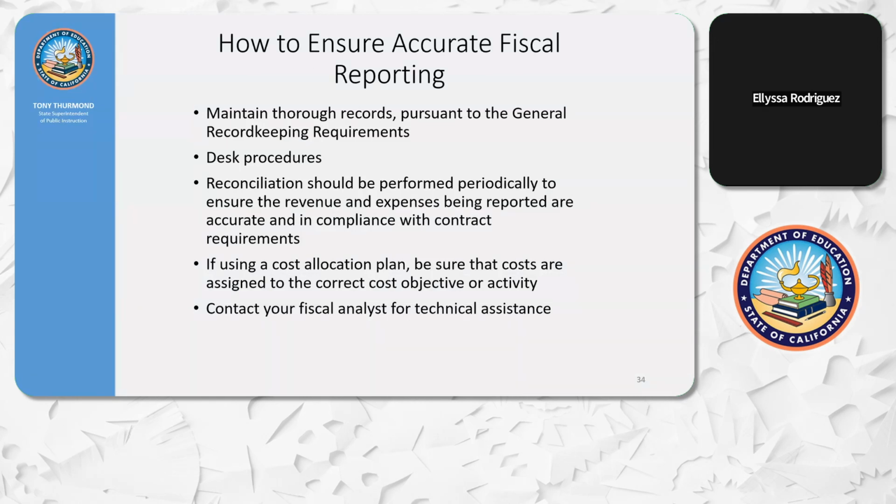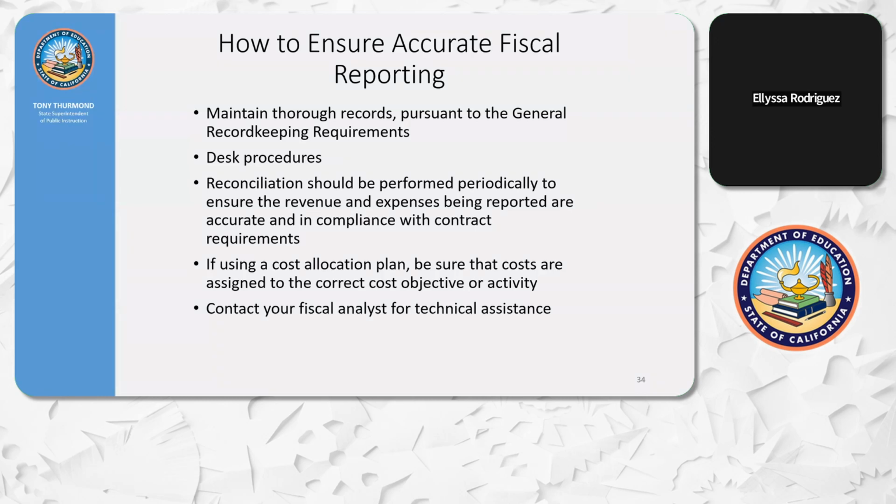Now let's discuss how to ensure accurate fiscal reporting. Maintaining thorough records is a key component of successfully running your program. Again, the burden of proof supporting your claims rests with you. Having policies and procedures in place to ensure your records are accurate will greatly benefit you as a contractor and will allow you to abide by the various regulations and requirements. Desk procedures can be incredibly helpful. As Asadia mentioned to you, desk procedures can assist management with monitoring procedures to ensure staff are following the proper guidelines when preparing the reports.